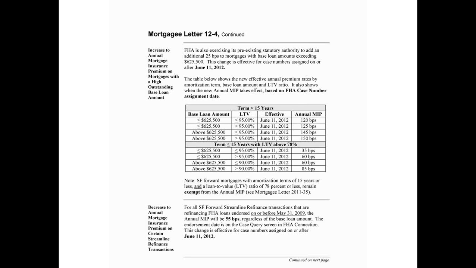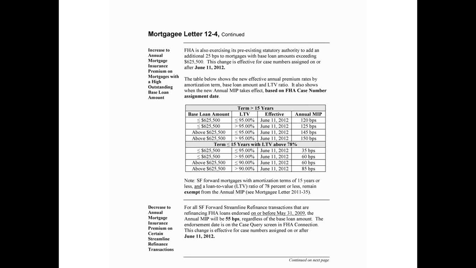So below you'll see a chart. So any loans above $625,500 pulled after June 11th of 2012, the annual monthly insurance premium is going to go to 145 basis points. That's for, again, loans above $625,500 that are less than or equal to 95%. Anything above $625,500 that are greater than 95% pulled on or after June 11th, the monthly MI is going to go to 150 basis points.